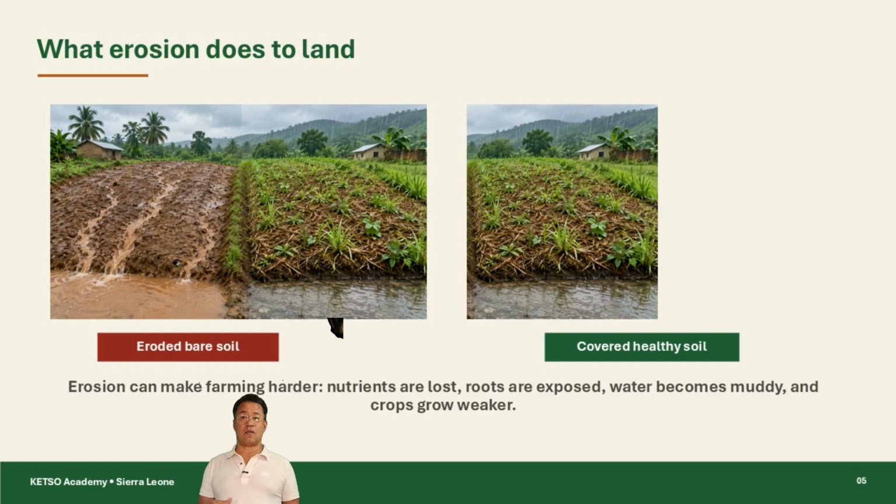So erosion makes the farming not come out fine because all the nutrients go. It exposes the root stem of the plants, and it weakens the crop stem. If you don't plant groundnut there, or if you don't plant rest there, it weakens the crop stem and it makes potter.